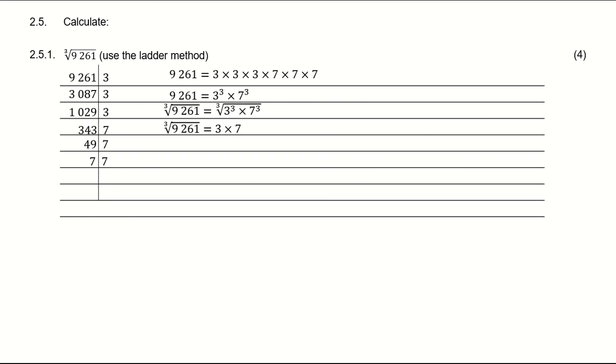Note that you can only distribute the root across a multiplication and division. You cannot distribute the root across subtraction or addition. Therefore, 3 times 7 will give us 21. This means that the cube root of 9,261 will be 21.